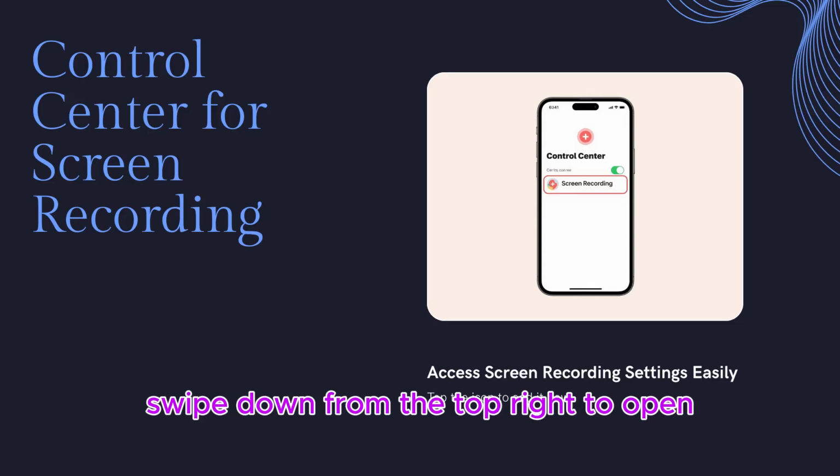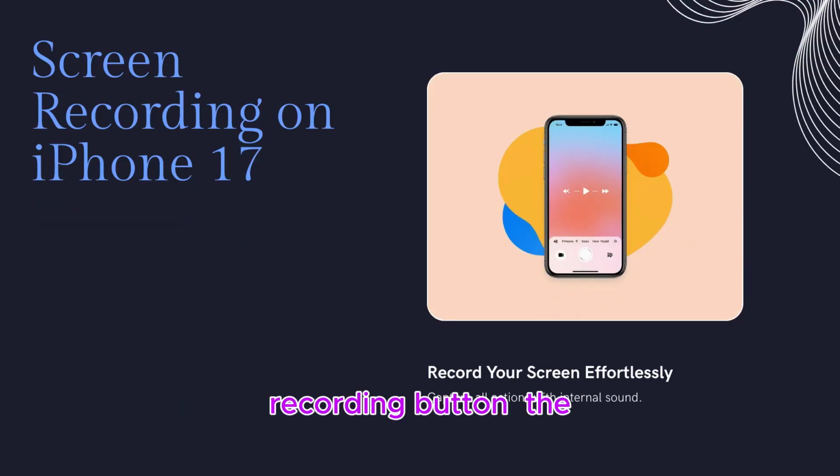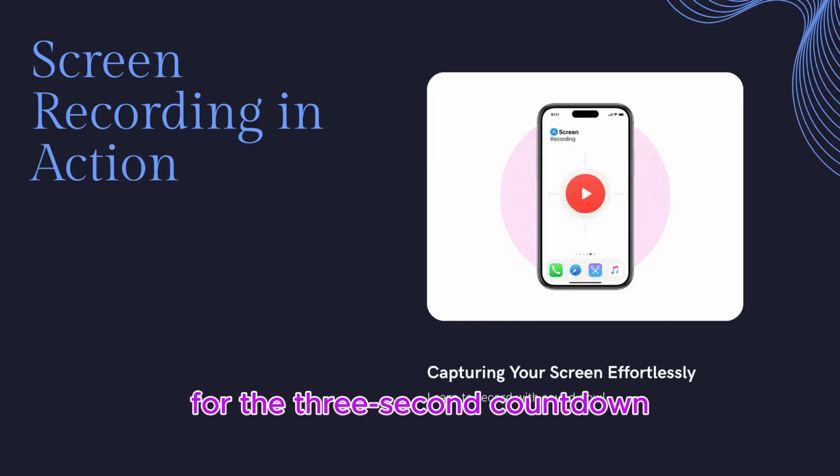Now, swipe down from the top right to open Control Center. Press and hold the screen recording button, the circle icon. Tap microphone audio to turn it on. Tap Start Recording. Wait for the 3-second countdown.